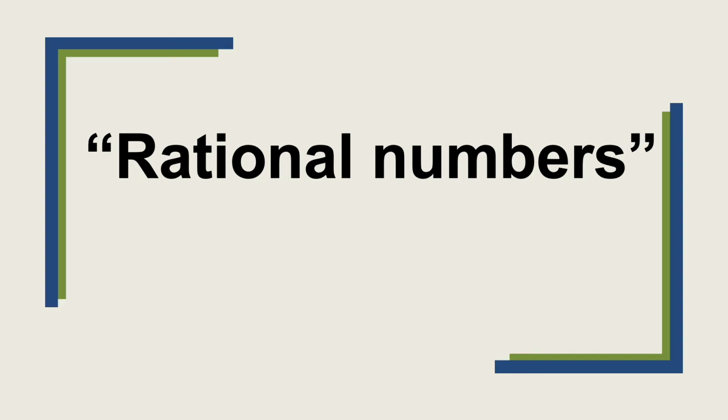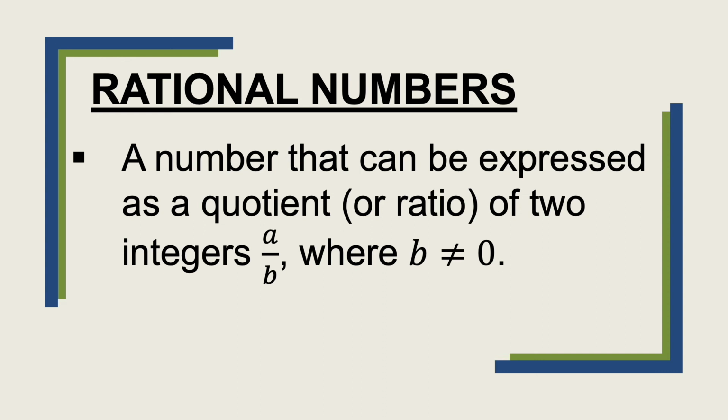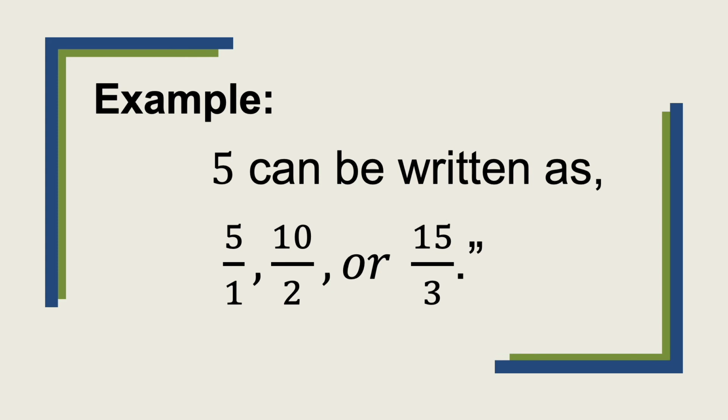Now, let's proceed with rational numbers, another classification of numbers. Rational numbers include integers, and it is a number that can be expressed as a quotient or ratio of two integers a over b, where b is not equal to 0. Example, the number 5 is rational because we can write it in fraction form, whose value is equal to 5. It can be written as 5 over 1, 10 over 2, or 15 over 3.